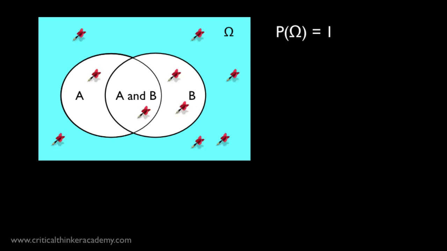If we think of a probabilistic trial by analogy with randomly throwing a dart at a board, then we're saying that the dart is guaranteed to land somewhere inside the blue square. Now, in this diagram, A and B overlap.